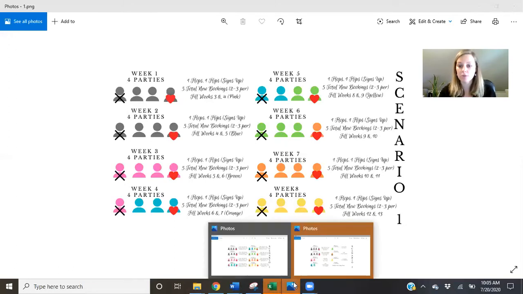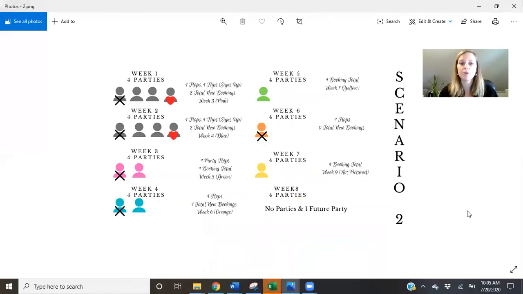Let's look at scenario 2. And scenario 2 is a completely different scenario. And this is what tends to happen for some folks when they're not focused on generating new business from their parties. So we are working on booking 4 for week 1 and 4 for week 2. So we're starting out with 8 here, right? We kind of already hit that a few times.